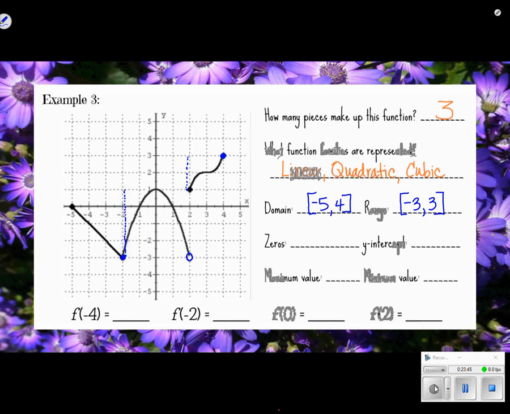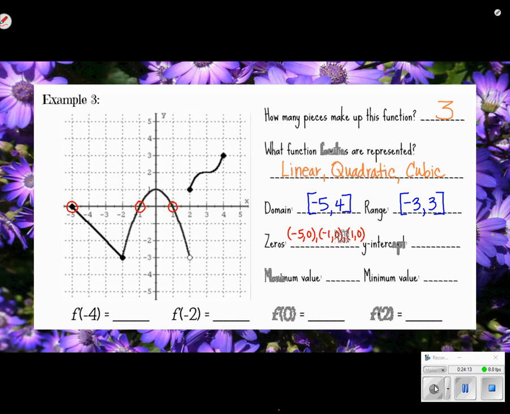All right, let's look at zeros. We talked about that with our quadratics. Zeros are x-intercepts. Can you tell where the x-intercepts are? I have one here, and here, and here. So I have three x-intercepts. One's at negative 5, one's at negative 1, and one's at 1.